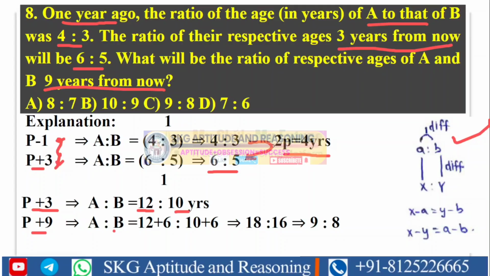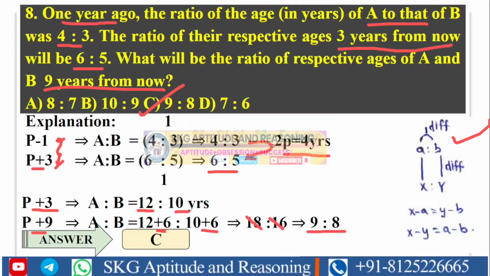So the A to B ratio will be 12 plus 6, so I need to add 6 years to both persons. So 12 plus 6 is 18 and 10 plus 6 is 16. And if I eliminate the common factor present in these two numbers, what will come? If I eliminate the common factor 2, I'll get the ratio as 9 is to 8. So the ratio of both persons after 9 years will be 9 is to 8, which is presented in option C. I hope you understand this problem.